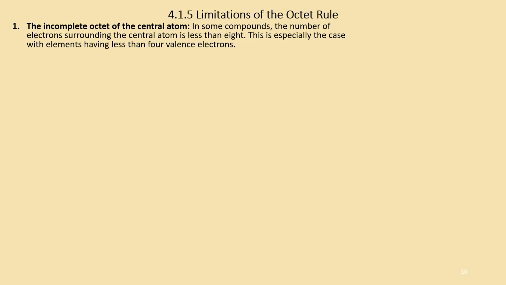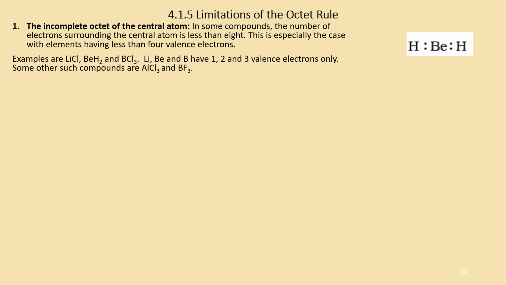The first exception is the incomplete octet of the central atom. In some compounds, the number of electrons surrounding the central atom is less than 8. This is especially the case with elements having less than 4 valence electrons. Examples are LiCl, BeH2 and BCl3. One case, BeH2, is shown on the right hand side of the screen. Li, Be and B have 1, 2 and 3 valence electrons only. Some other such compounds are AlCl3 and BF3.